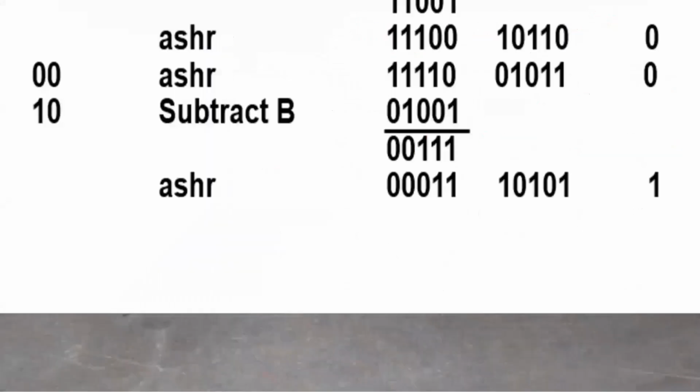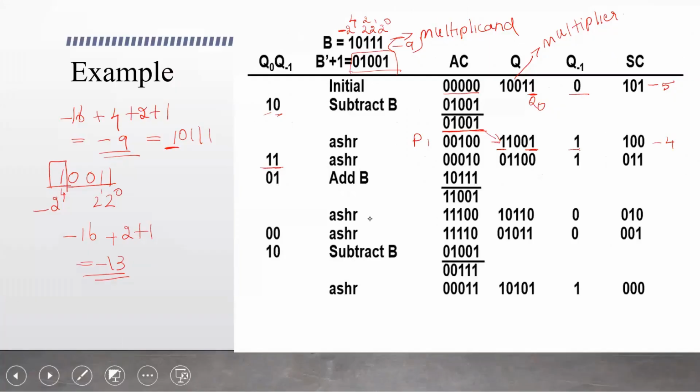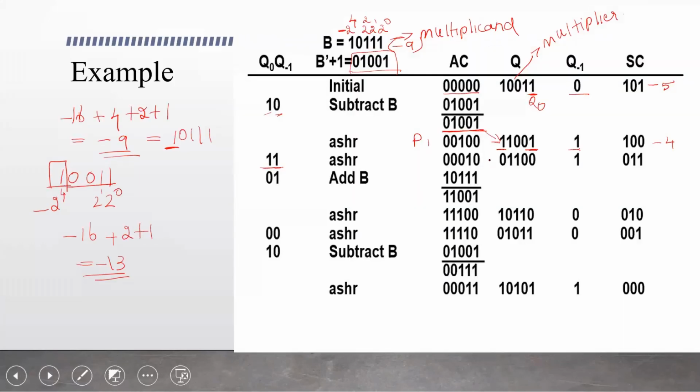Okay, again shifting right, you will have the 0 sign bit as it is and shift the other bits one position. So you get 0, 0, 1, 0. And this 0 moves to the next register, and shift the other bits in that register one position. So you get 1, 0, 0, and this 1 moves to Q minus 1, you will have 1 there. Okay, this is our partial result P2. Decrement SC by 1, you get 3.